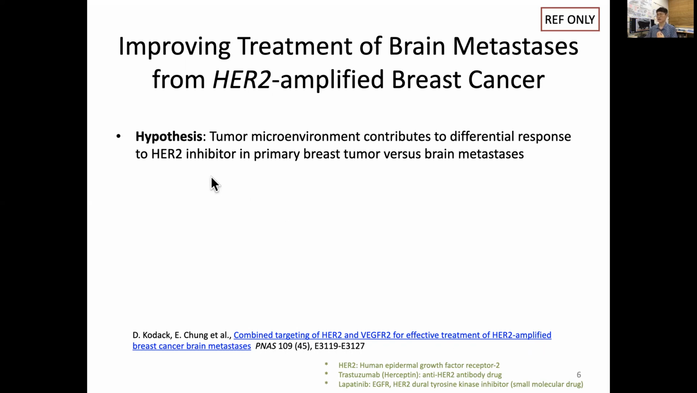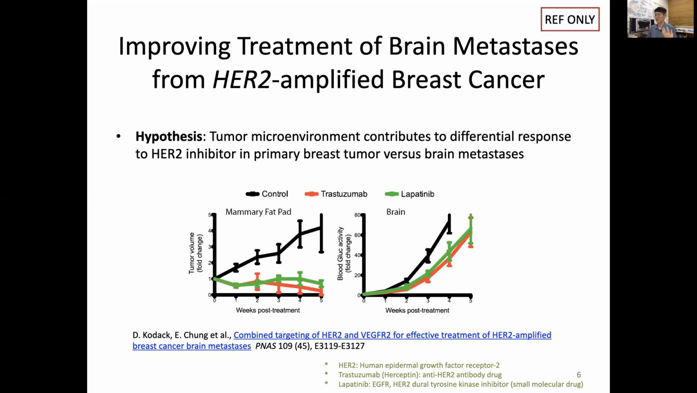So what's my hypothesis? My hypothesis is that, to better treat these tumors growing in the brain, not in the breast, the tumor microenvironment contributes to a different response to HER2 inhibitor, which is a treatment that blocks HER2 signaling, such as an antibody, in primary breast tumor versus brain metastasis. So this hypothesis is, hey, the response to treatment, even the same treatment, of a tumor growing in the breast or brain could be different, and that could be due to the different microenvironment. So this is one example.